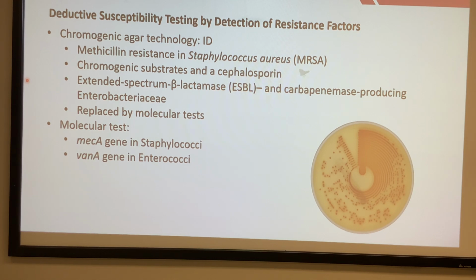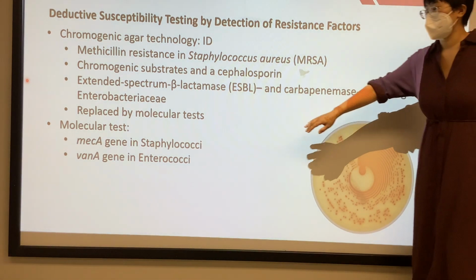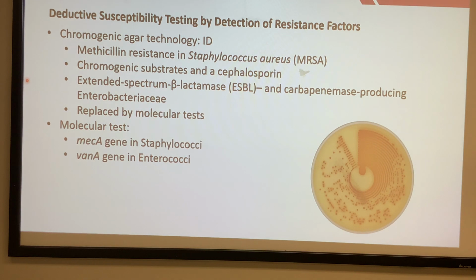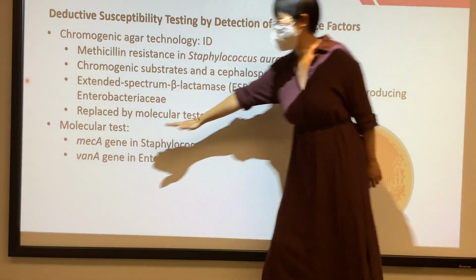But to be honest with you, I think it's kind of faded out by molecular tests, because nowadays we use molecular tests more often to detect those genes in the microorganism, right? So now you need to remember what genes are in charge of what. So the mecA gene is in charge of what? If your staph is positive for that gene, what does it become? MRSA, right?